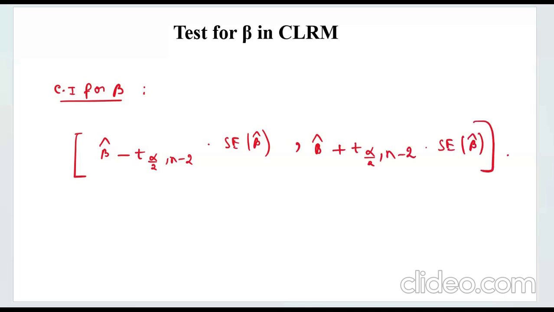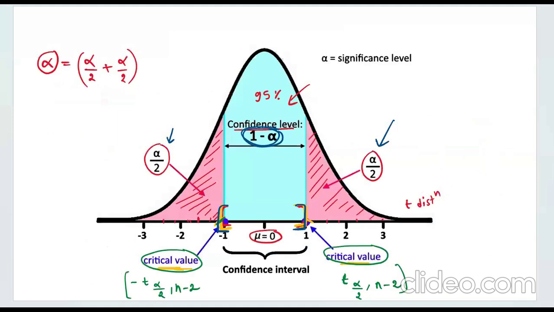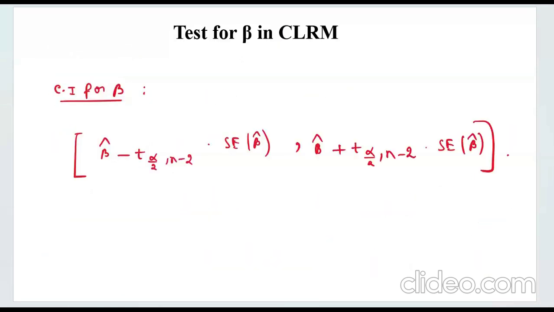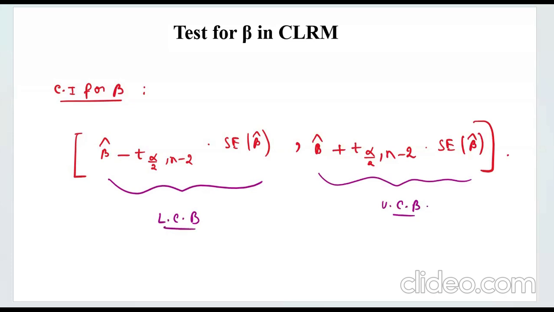So basically, we have derived the critical values from this side to this side. This is the confidence interval. The boundary points of the confidence interval can be derived using this formula. So this is the lower class boundary, and this is the upper class boundary. Right? This is how you define the confidence interval for beta.